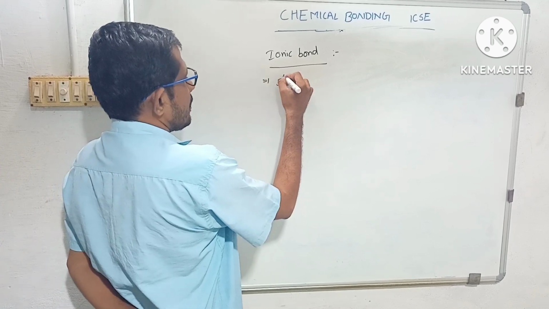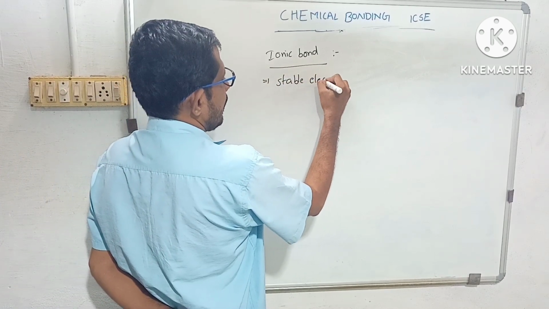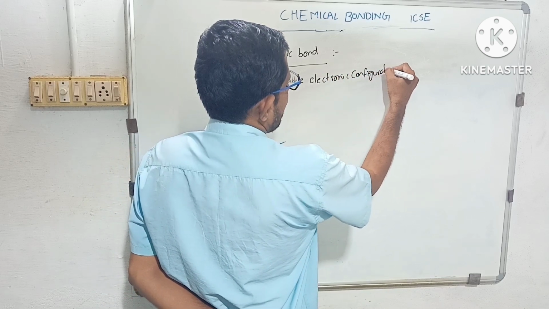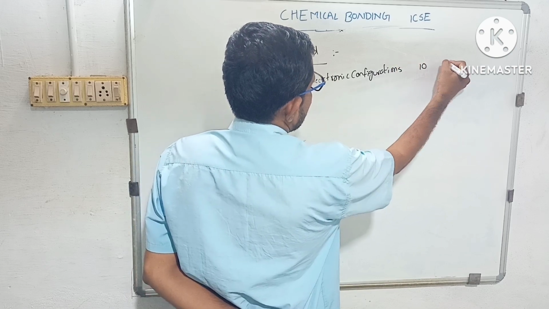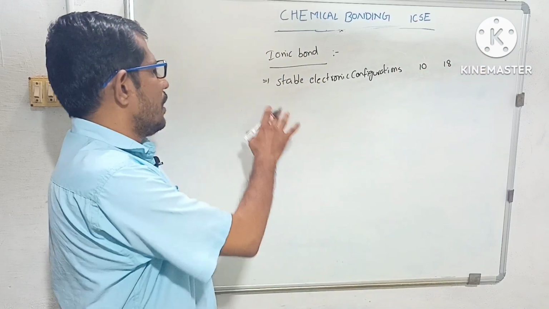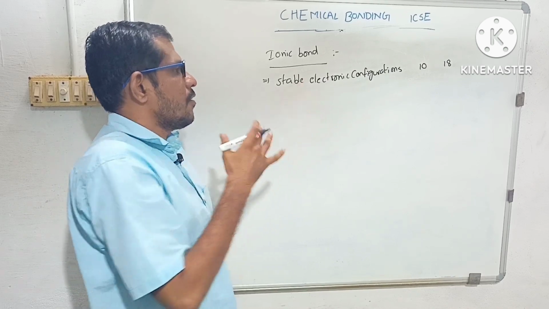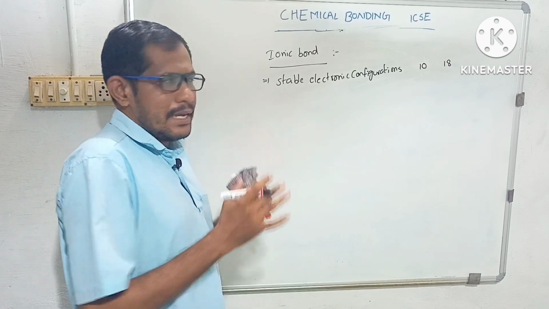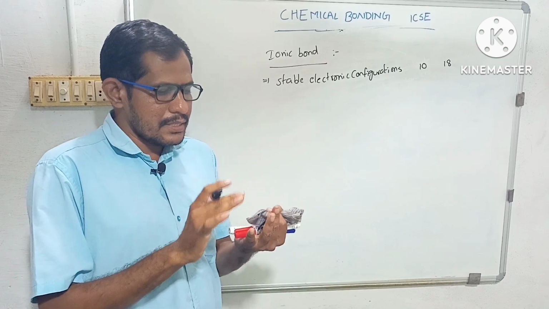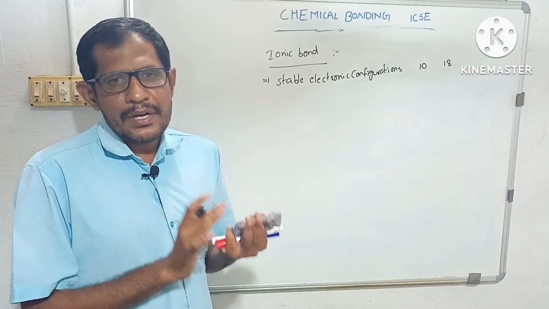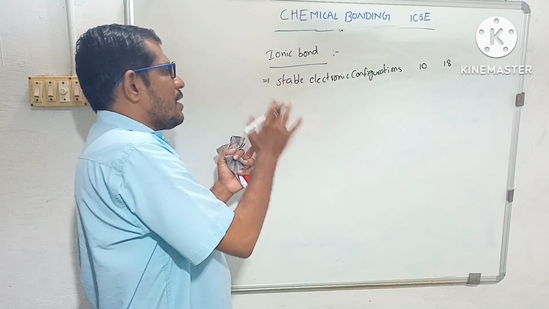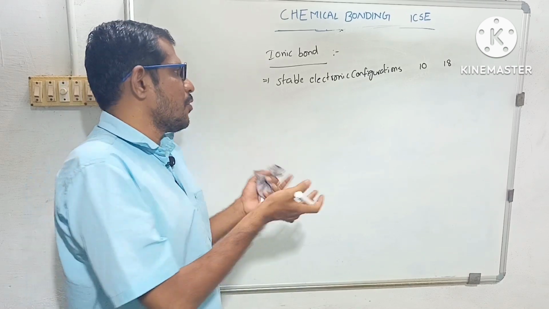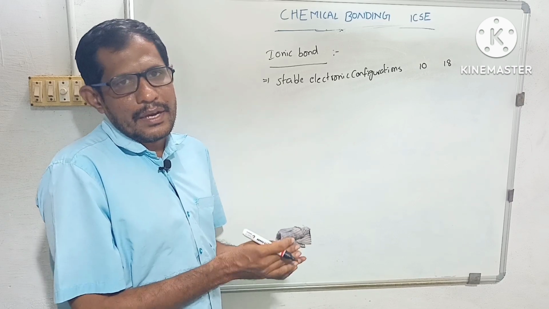Elements always try to get stable electronic configurations, 10 or 18, by losing electrons or by gaining electrons. To understand the ionic bond, you need to know 2 points. The first is the atomic numbers of the elements 1 to 20, and the second is that elements always try to get stable electronic configurations by losing or gaining electrons. If you know these 2 points, you can directly jump into the ionic bond.